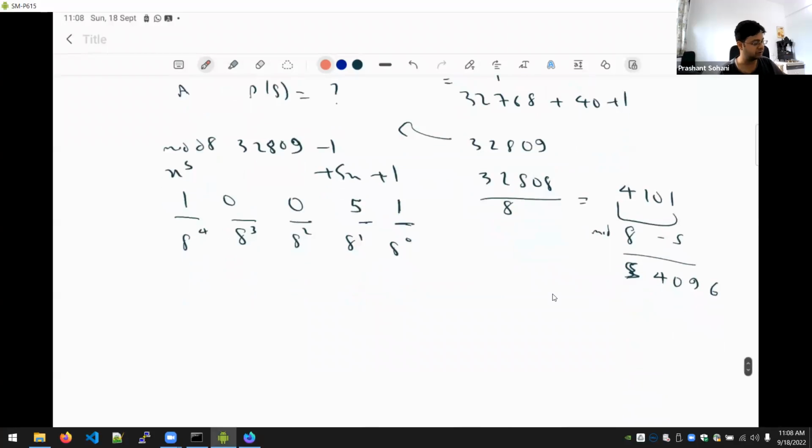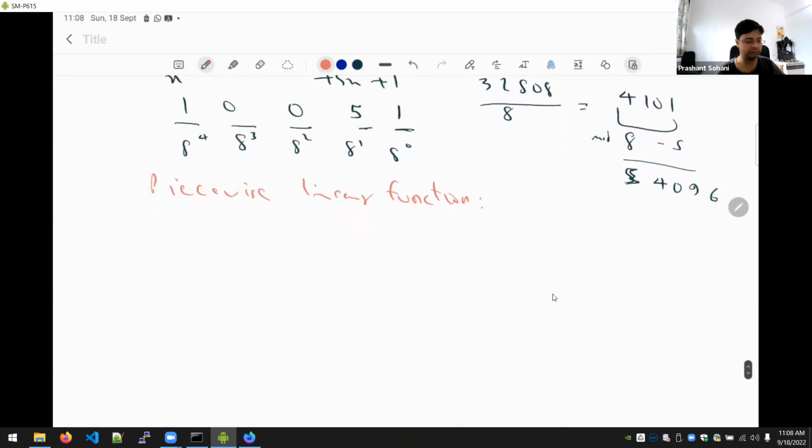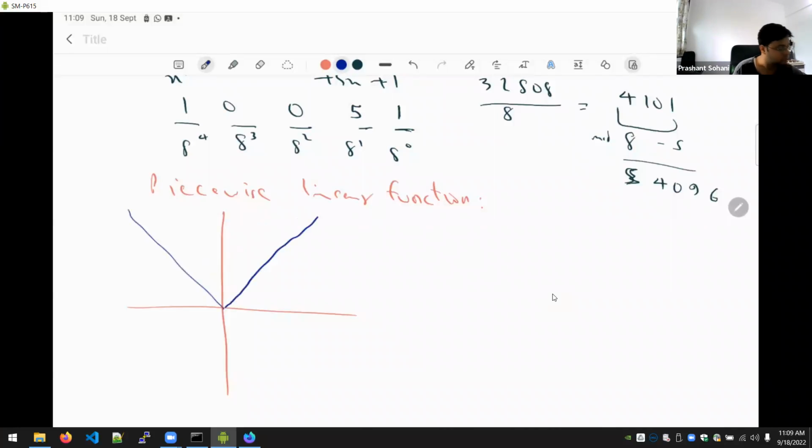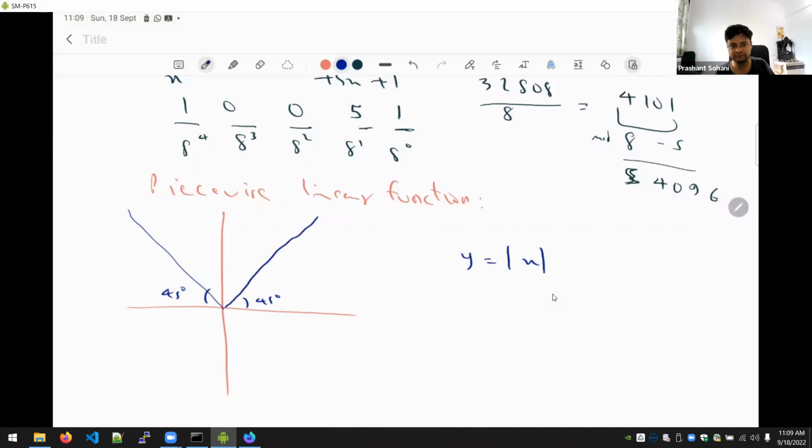So for the piecewise linear function, let's start with a simple example. Let's not do that very hard problem first. I'll draw a graph here and your job is to come up with the formula for that graph. I'll start very simple, something that you already know the answer to. What is the formula for this graph? These are both 45 degree lines. y is equal to mod x, correct? This is simply mod x.